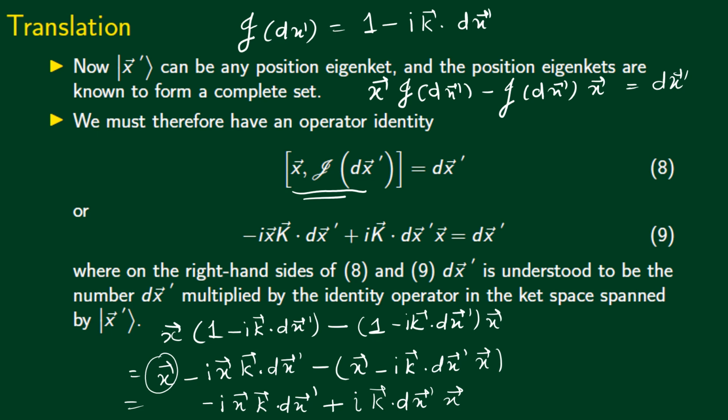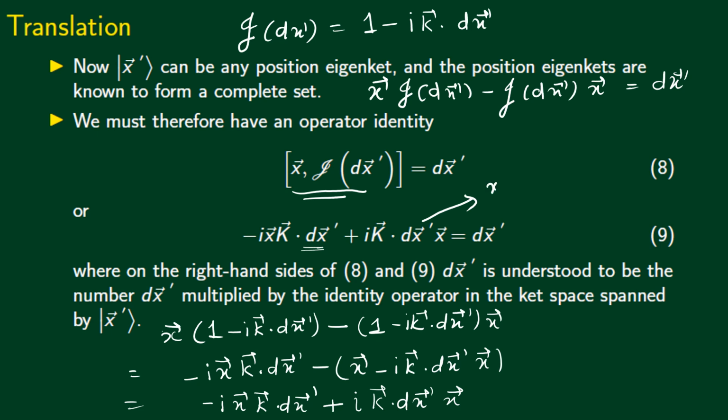So this reduces to i x vector k vector dot dx vector prime plus i k vector dot dx vector prime multiplied by x vector. This is equal to dx vector prime. Okay. All right. Now we could actually multiply throughout with i. Right? We could multiply throughout by i and write it like this.